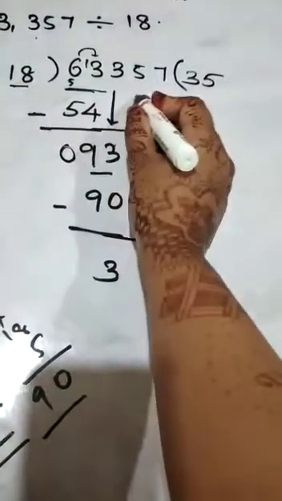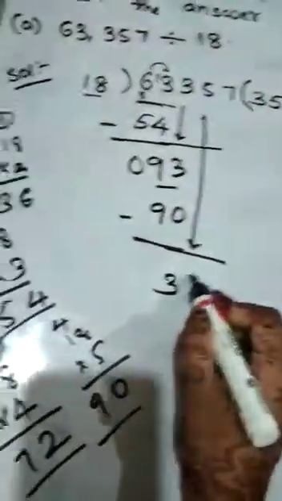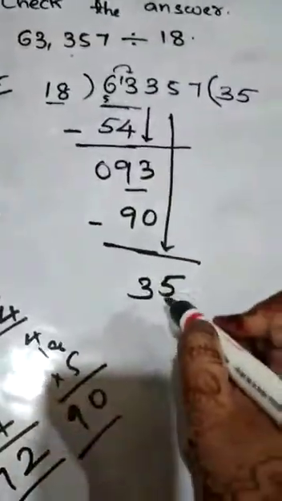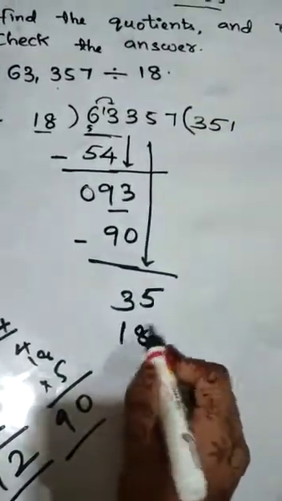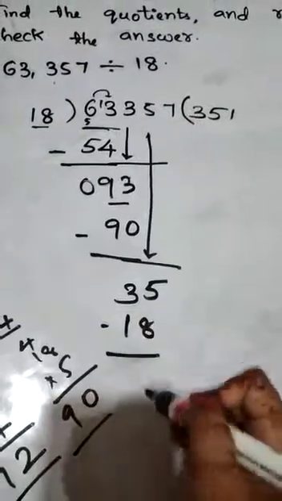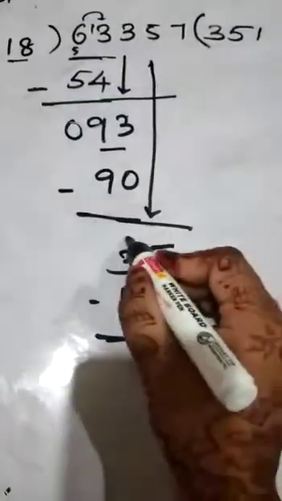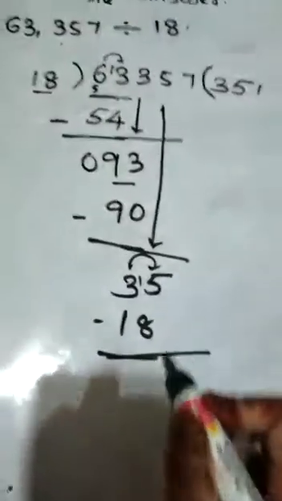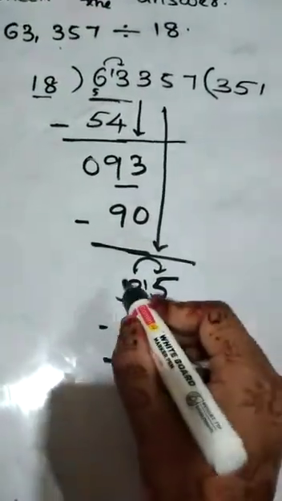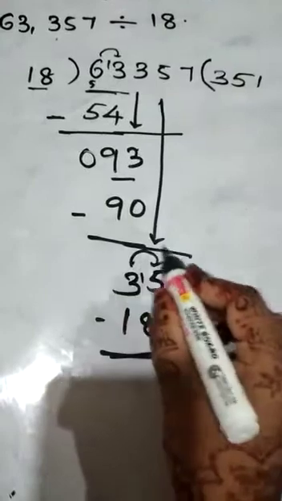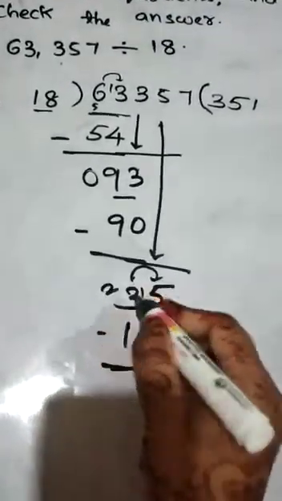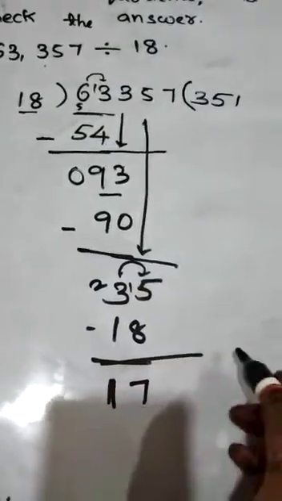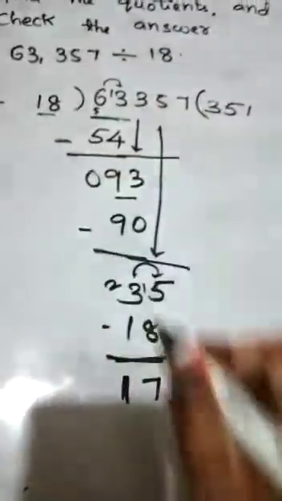What is the next number here? 5. So 18 twos are 36. Here 35 is there. So what should we take? We should take 18 ones are 18. 35 minus 18. 5 minus 8 we cannot do, so we should borrow from the side number. So it will become 15 minus 8 is 7. This will become 2. 2 minus 1 is 1. 17. So we cannot do 17 divided by 18.